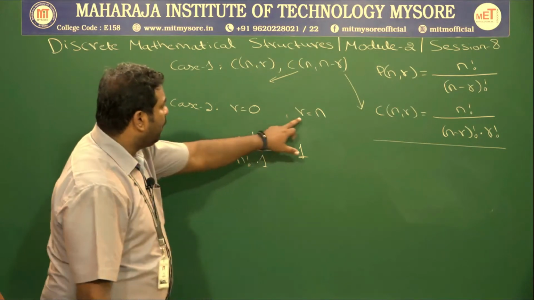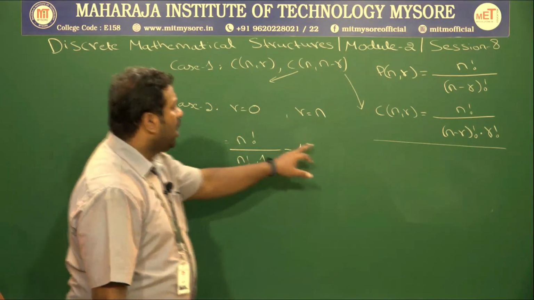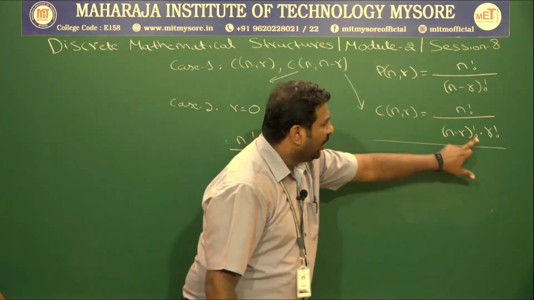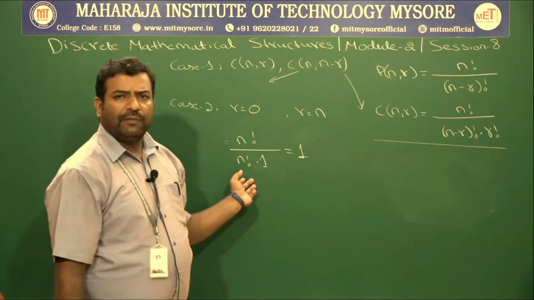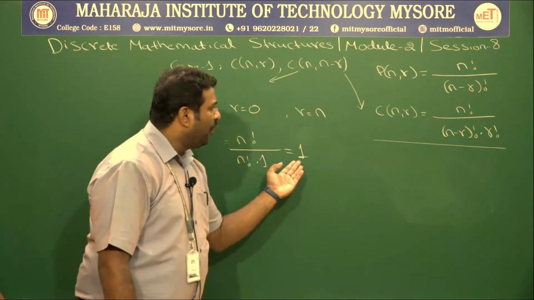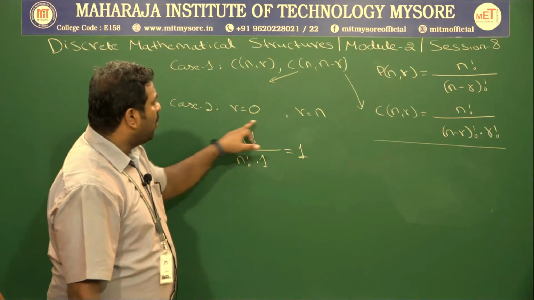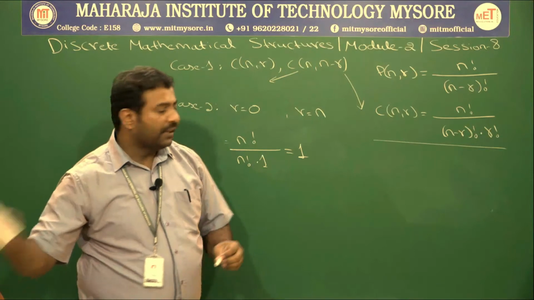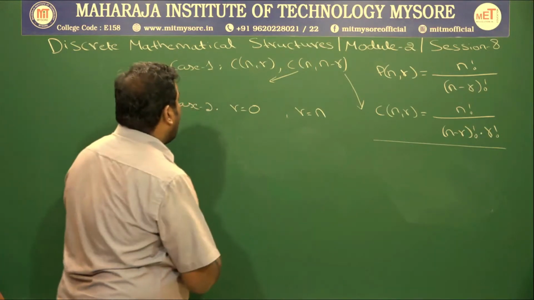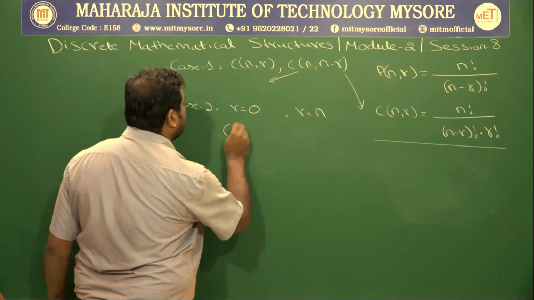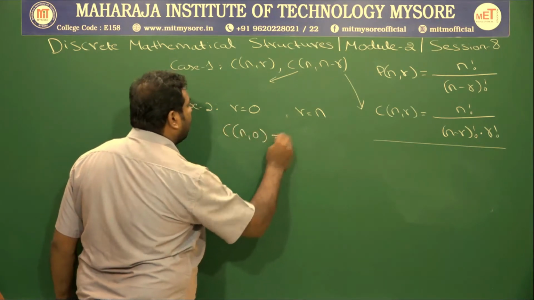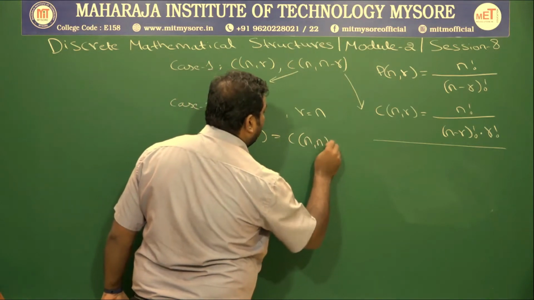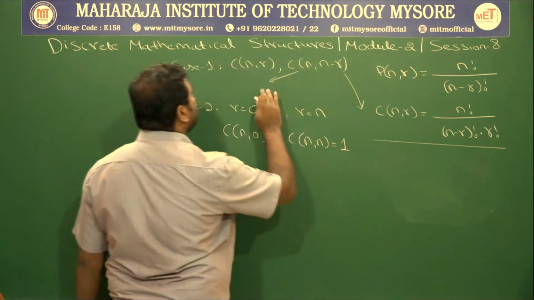Fine. So now what if the r value is equivalent to n? So I am going to have n factorial over n minus n, which is 0 factorial, into n factorial. I am going to end with the same condition again, again with 1. So whenever I have r equals 0 and r equals n, that is, C(n, 0) and C(n, n), it is equivalent to 1. So this is a special case which you can remember.